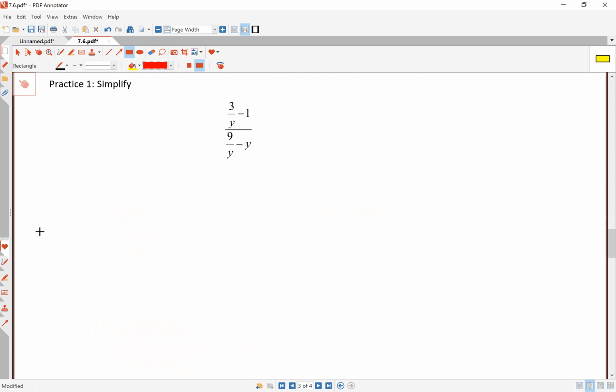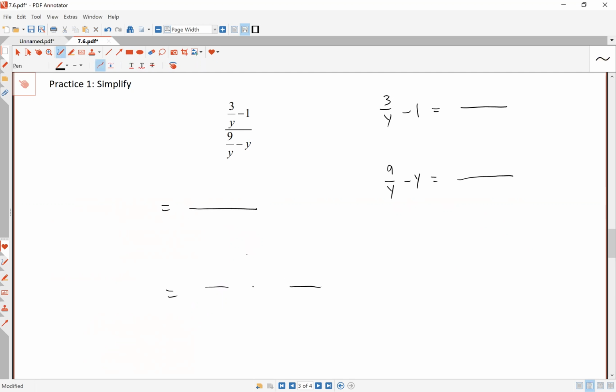Here's your chance to practice. Take the numerator all by itself, 3 over y minus 1, make it a single fraction. Take the denominator, 9 over y minus y, make it a single fraction, put them back in, and then multiply by the reciprocal and simplify. So I encourage you to press pause on your video, practice this, see what you get, and come back and watch the solution and see if it matches yours.